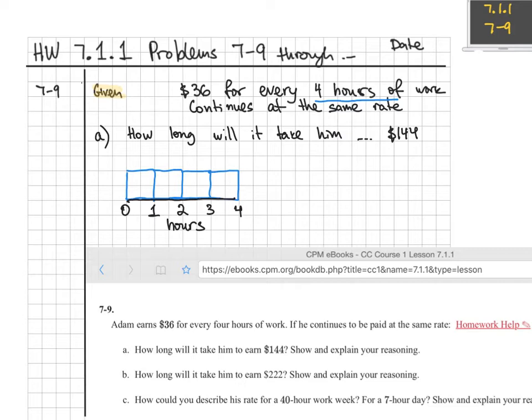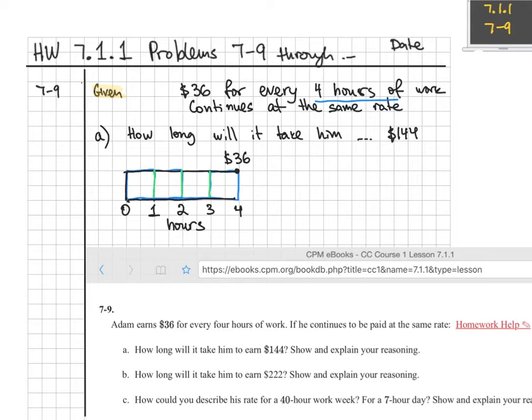So for every 4 hours is $36. So I have to put the $36 at the end. So my top number line is going to be counting money. And when there is 4 hours, it's $36. But the advantage right now is I could find 1 if I need to. But I use the correct information.